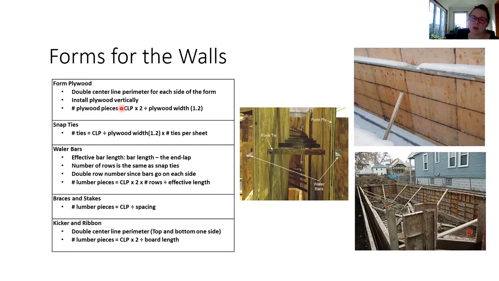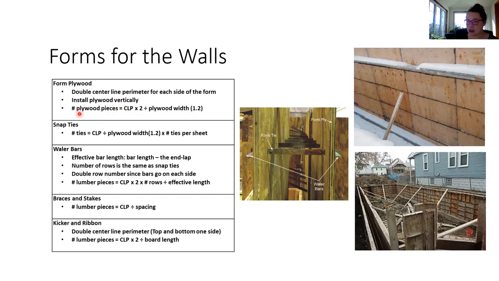It says install plywood vertically. It depends on how tall the walls are. If your wall is just a short wall, you might find it's more effective to rotate it sideways because you need less pieces. So you'll want to watch if the plywood's installed vertical or horizontal. The questions, I know in the quiz, the questions will change a little bit. What happens if it's vertical? What happens if it's horizontal? And it's just going to change the number of pieces.